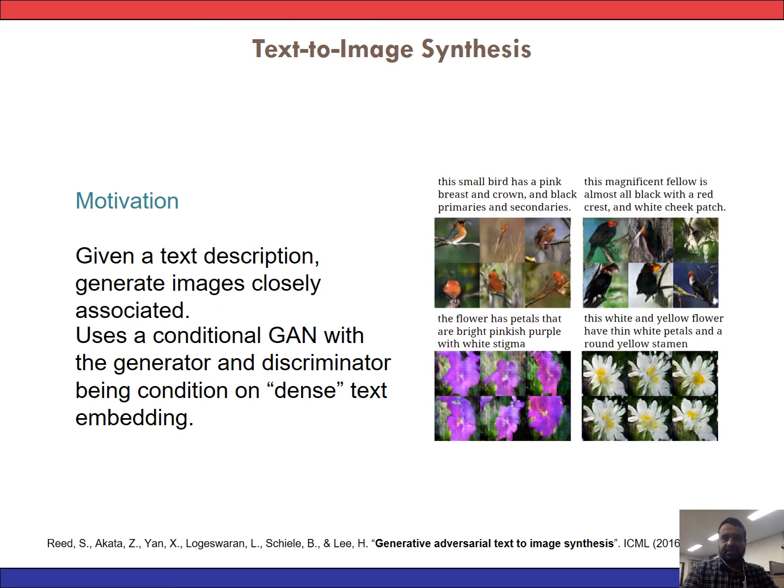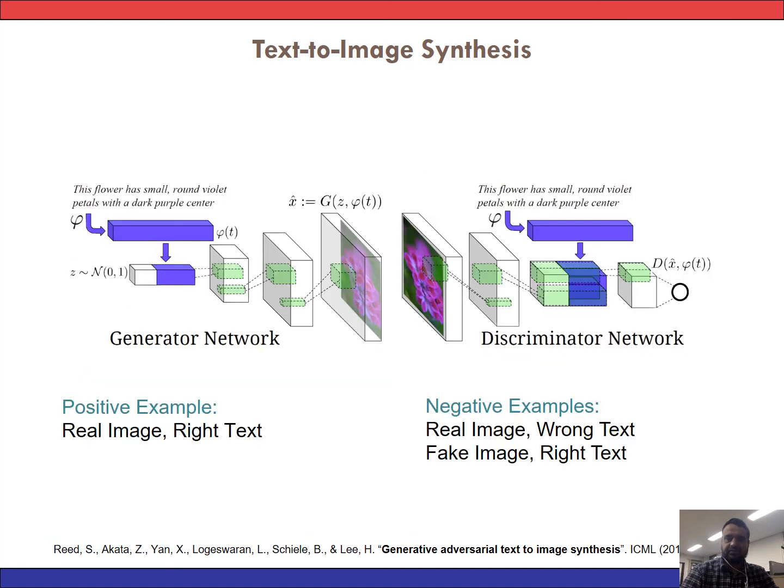There is another application of this conditional generative adversarial network. Suppose we have text here, and once we give this text to the network, it can generate its corresponding image. So these are the different examples of the images generated from the given text. So how does this network work? This is the text. We just encode it and give it to this architecture.